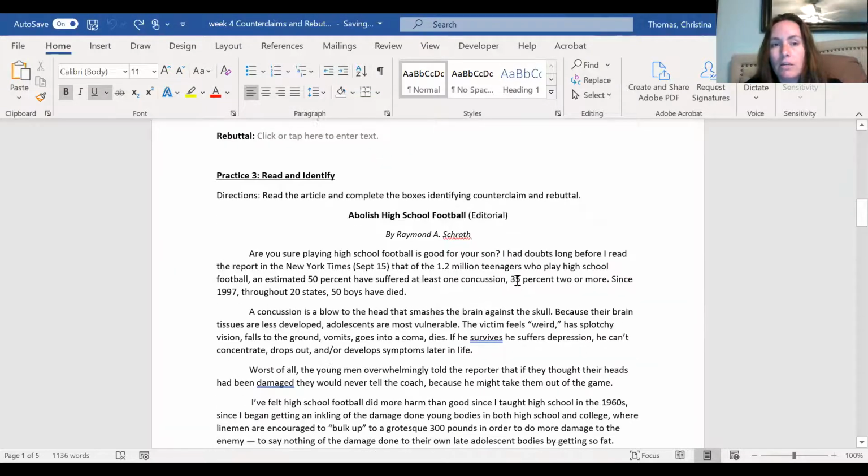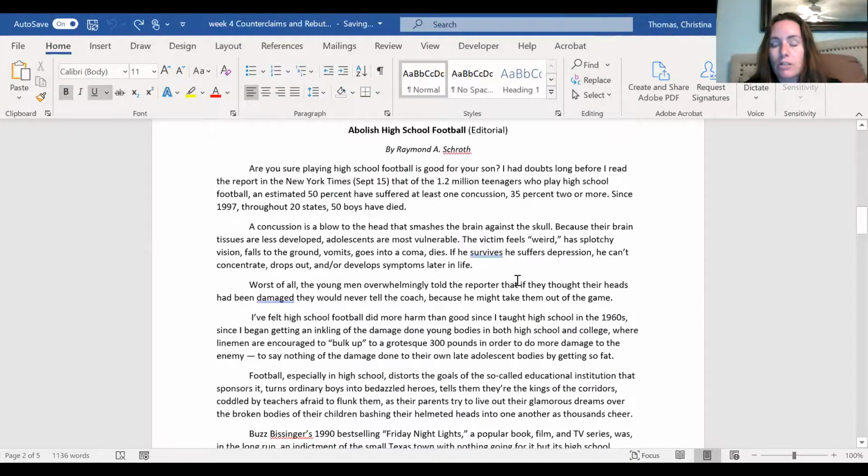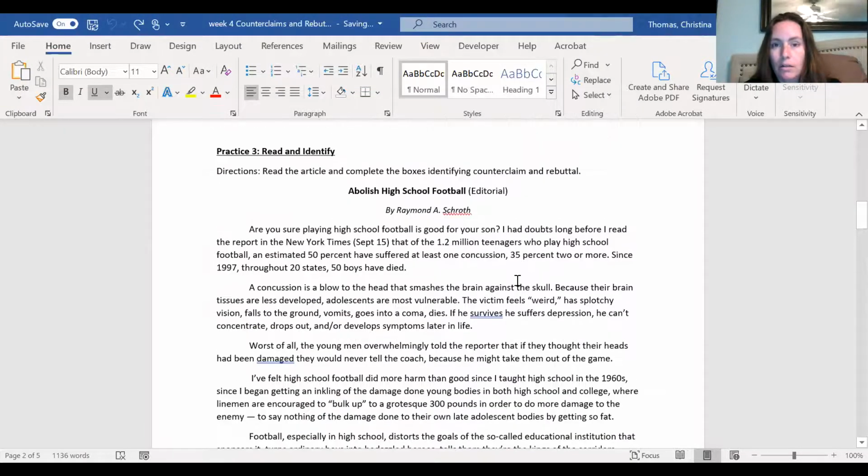All right, practice 3 is read and identify. So we actually have a copy of an editorial here. An editorial is an opinion piece found in a newspaper. So read through it.